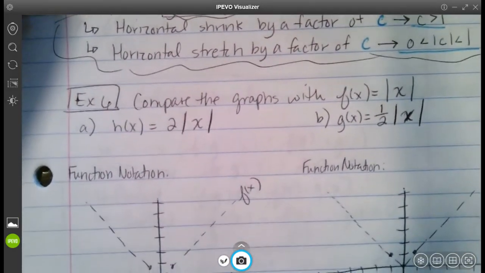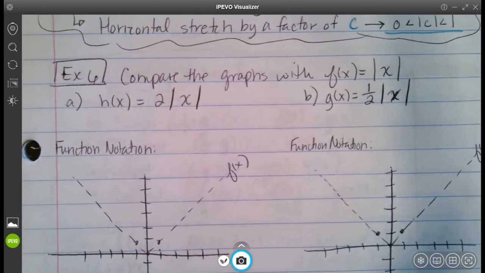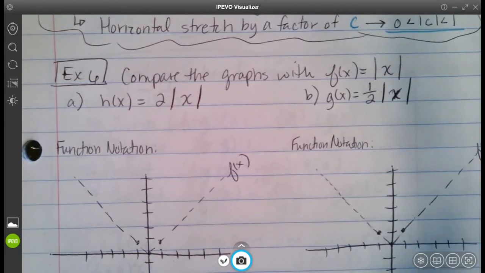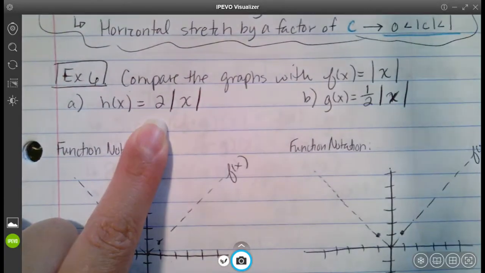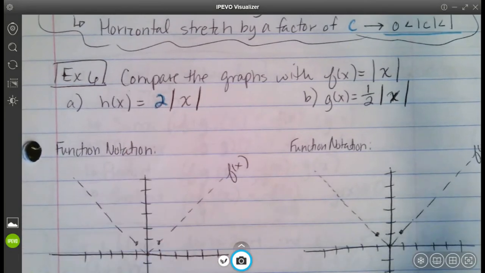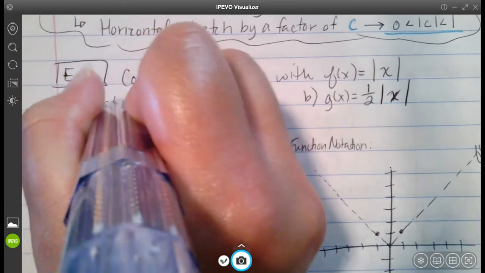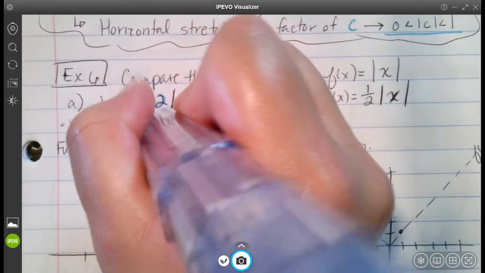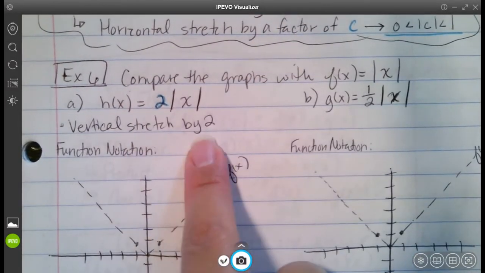Okay, so here we go. Compare these graphs with f of x is equal to the absolute value of x. Just like the ones before, I went ahead and drew our OG for each example. We're going to take a look at each one. We have h of x is equal to 2 times the absolute value of x. In this one, our c value is in the front, so that means I'm going to have a vertical stretch by 2. You can put "by a factor of," but because of my space, I'm just going to put by 2.